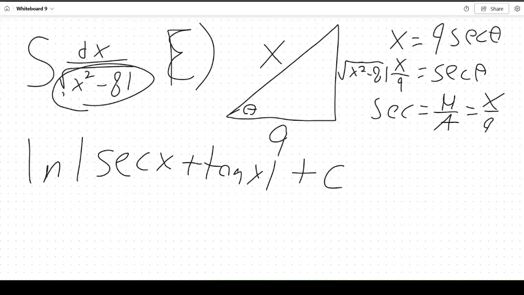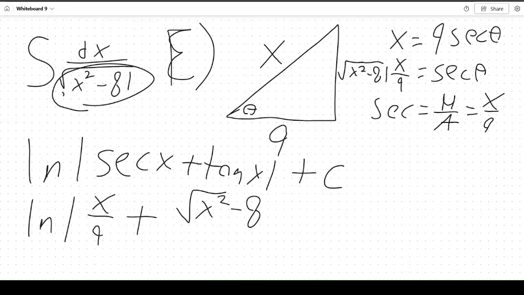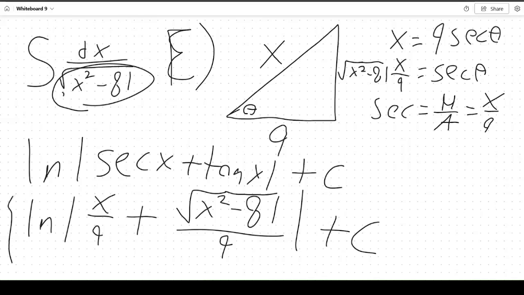Now let's plug in our final values. So this would be ln secant x would be x over 9 plus tangent is opposite over adjacent. So the opposite would be square root of x squared minus 81. The adjacent would be 9 plus c, and we are left with this as our final answer.